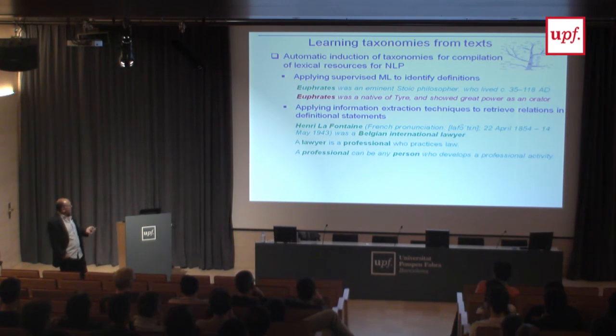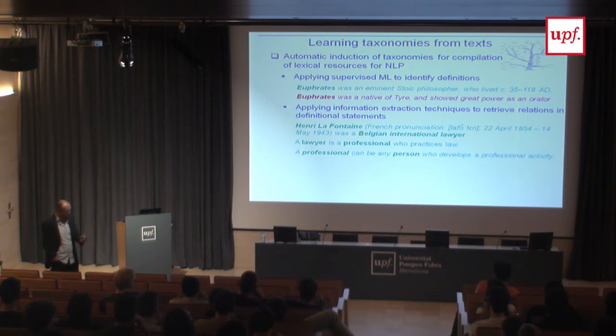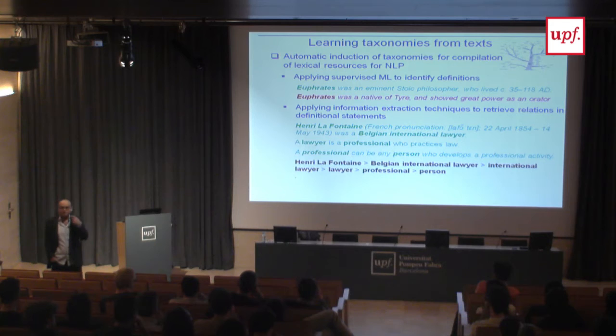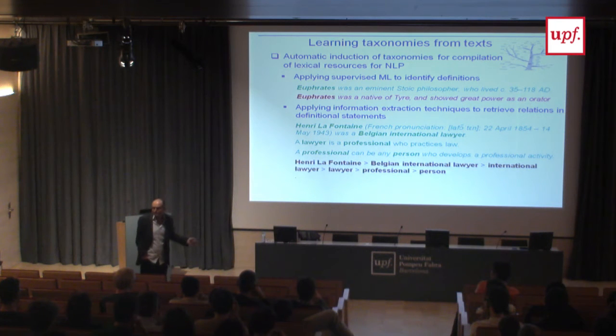Notice you have Henri Lafontaine, who was a Belgian international lawyer. And a lawyer is a professional who practices law. That's another statement we get from somewhere. And a professional can be any person who develops a professional activity. So then we should be able to, no? That's our goal, that we deduce this chain.